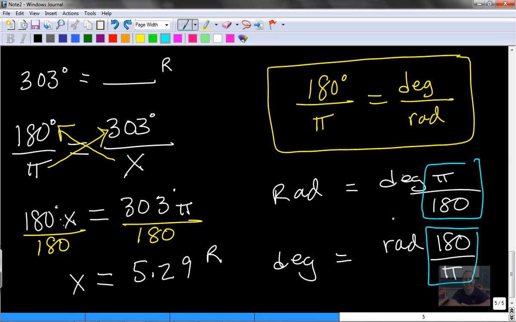So I don't know if this would be easier for you or not. I like this because this is easy to remember and it's foolproof, as long as you know how to cross multiply and divide. But yes, this is the conversion factor right here. Either pi over 180 if you're given degrees, or 180 over pi if you're given radians. So as long as you get it straight. Okay. Any other questions?